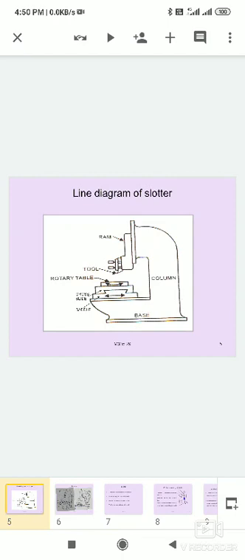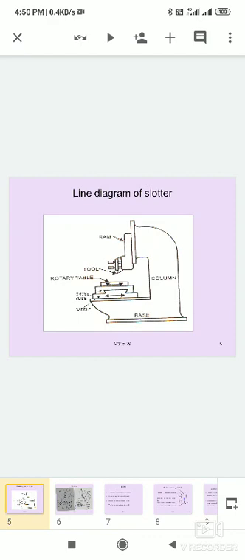Guideways, it is a rotary table, it can be rotated and the column is supported. The column is a vertical structure.